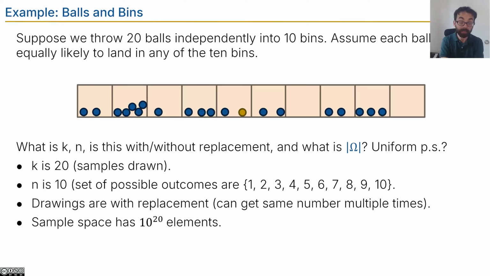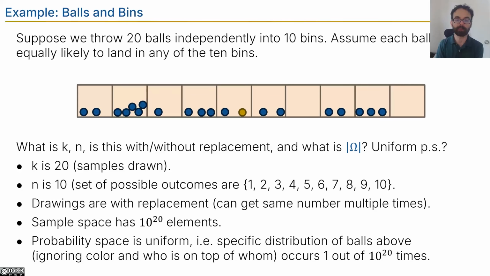The sample space, because we're drawing with replacement, there's 10 to the 20th possibilities, just as before, with any drawing with replacement. And lastly, the probability space is uniform. So in other words, that specific distribution of balls above, ignoring the fact that some of them are sitting on top of each other and one of them's a different color, if you just say how many balls are in each bin, this specific distribution I got of 2, 5, 1, 3, 2, 2, 0, 2, 3, 0, that happens 1 out of 10 to the 20th times.